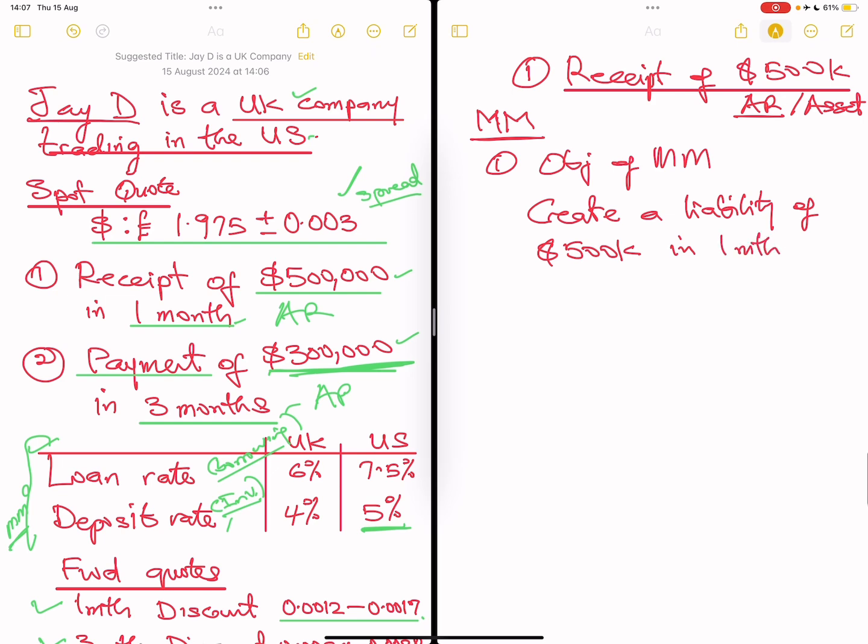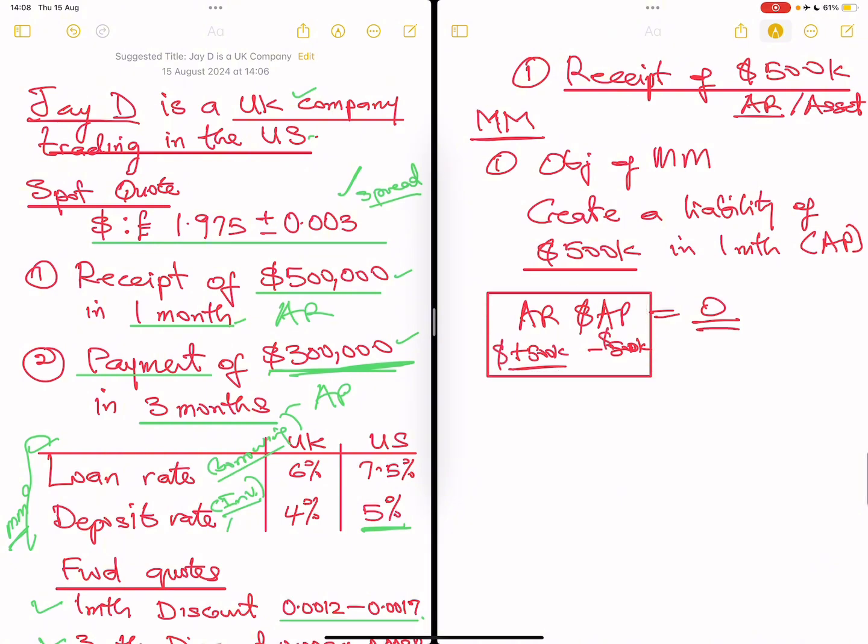So you must have a liability or account payable of $500,000, exact amount, in 1 month's time, so that in 1 month's time your AR and AP will be 0, because this will be plus 500k dollars and this is minus 500k dollars. And if you have both in foreign currency, they are perfectly matched, and the impact is 0, then you won't have to worry. That is why you're always creating a money market objective that is opposite to the situation you have found yourself in. So that is what our objective is.